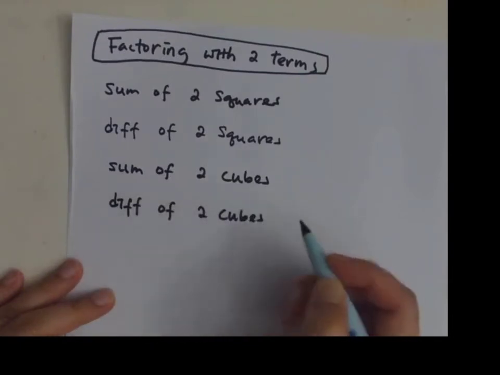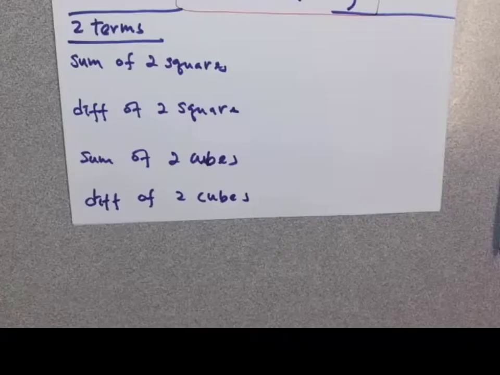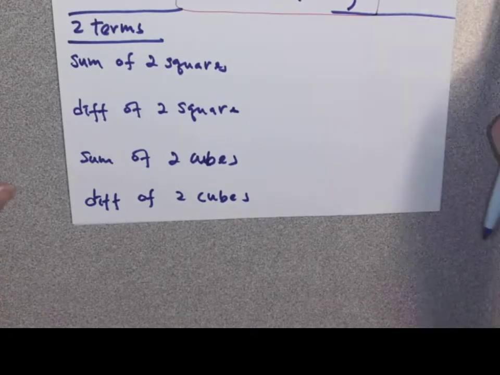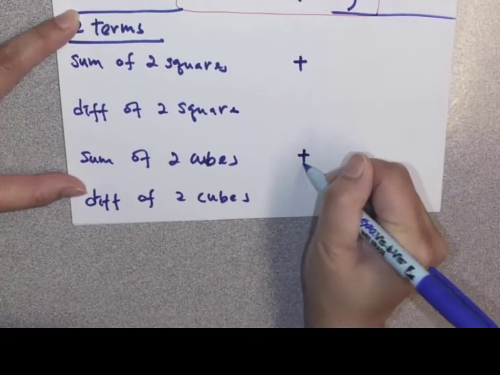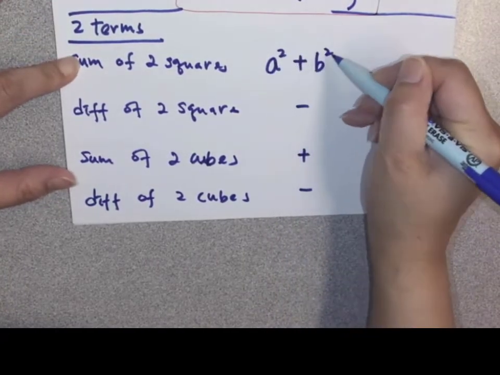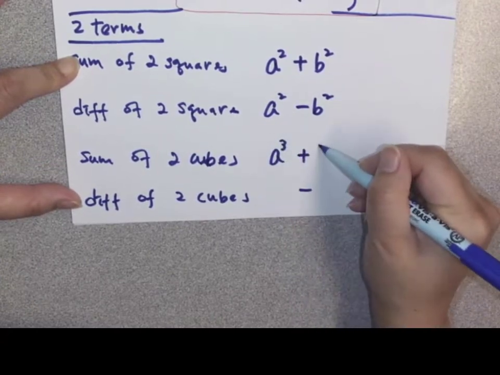So anytime if you need to pause the videos and write down any information, please feel free to do so. It's important for you to take the notes and organize your notes and use it to study for homework and exam and quizzes. What do we mean by sum? Addition. And difference? Subtraction. And square means you have 2 perfect squares. Cube means you have 2 perfect cubes.